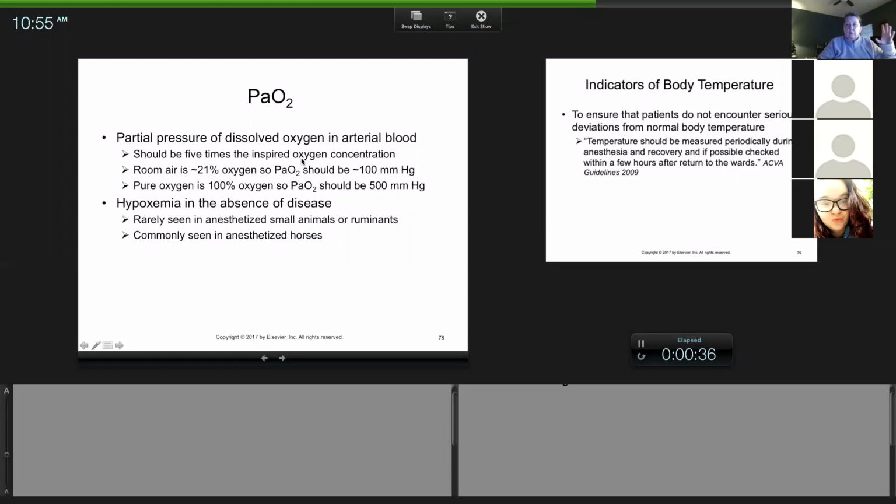Now, when we do horses next term and get into equine anesthesia, I'll talk about blood gases a little, because blood gas measurement is pretty routine when you're working with horses. It's done a lot more frequently.